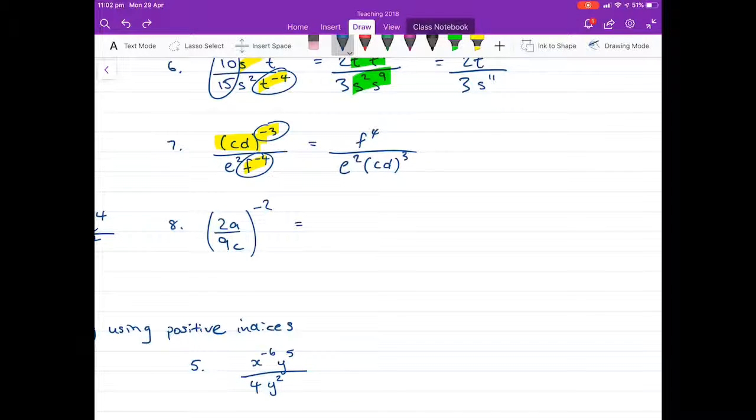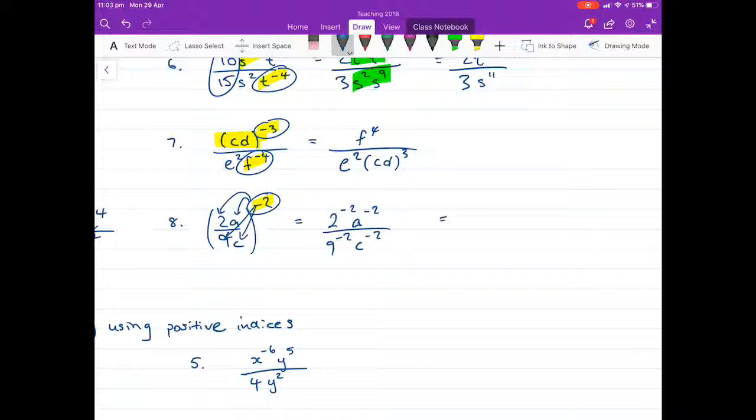Number 8, may not have looked at one like this, but that negative 2 index out here applies to everything inside. There are a couple of ways you can go about it, but the way we're going to look at today is we're going to apply that negative 2 index to everything inside the brackets here. So we've got on top now 2 to the power of negative 2. We've got a to the power of negative 2. We're going to divide that by 9 to the power of negative 2 and c to the power of negative 2.